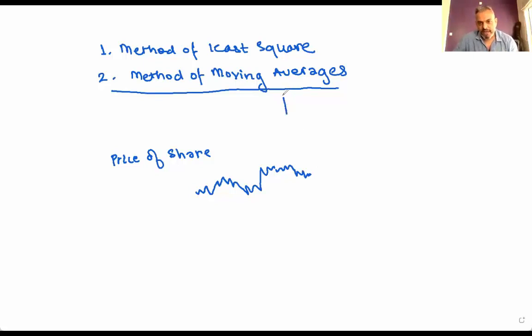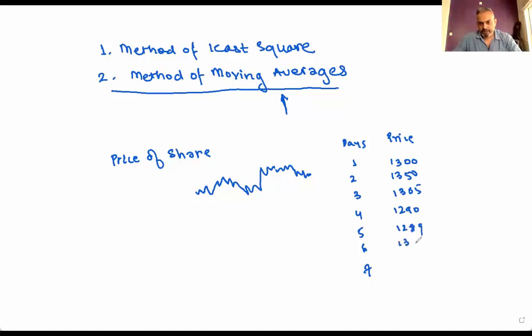Now, if I want to understand the trend of this share, then I'll go for moving averages. What exactly is a moving average? Let's say you have days: day 1, day 2, day 3, day 4, day 5, day 6, day 7. And there is a price of the share, say 1300, then 1350, then 1350, then 1290, then 1289, then 1315, then 1380.